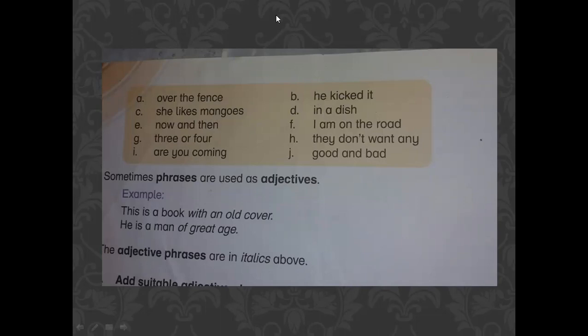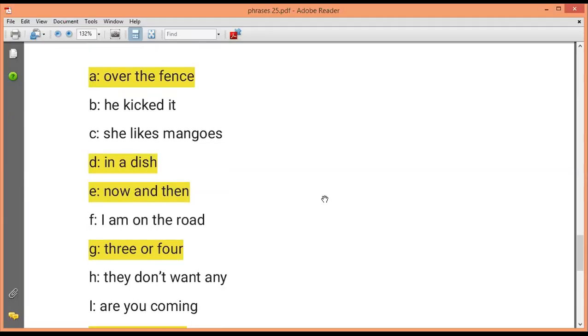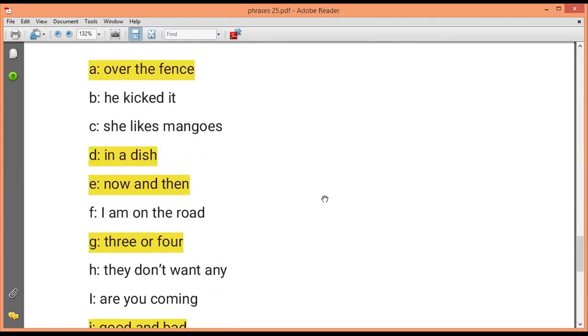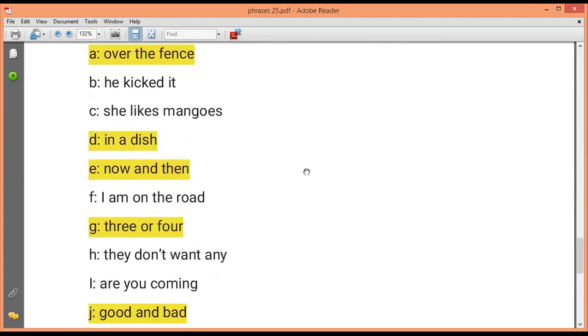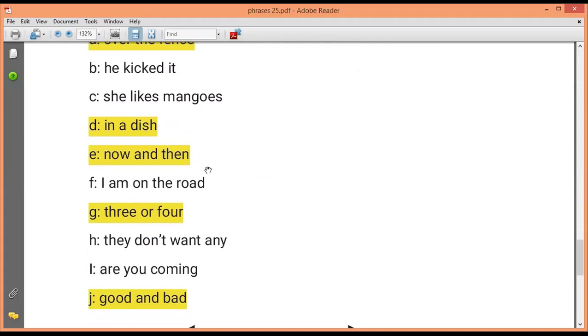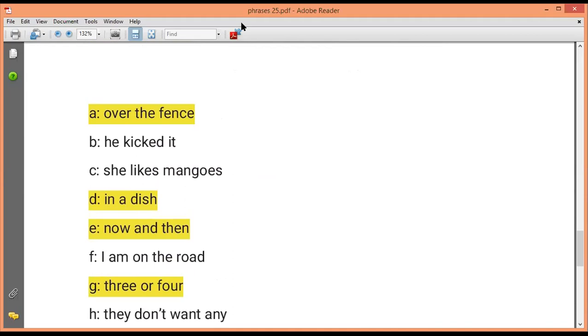In our dish. This is a phrase. Now and then. Now and then does not have a verb, so it's a phrase. I am on the road. It's not a phrase. Now look at this. The colored parts are phrases. Over the fence, in a dish, now and then, three or four, good and bad. These are all phrases because they do not have verb in them.